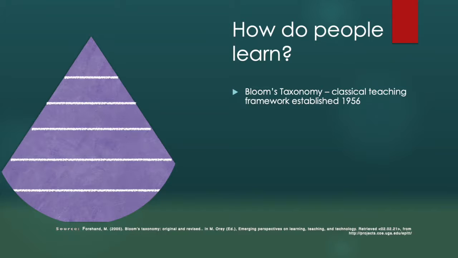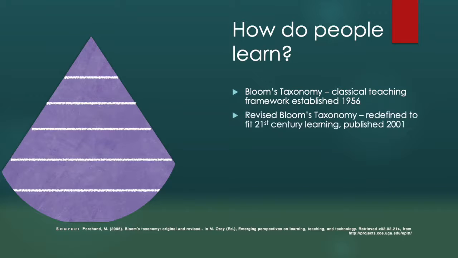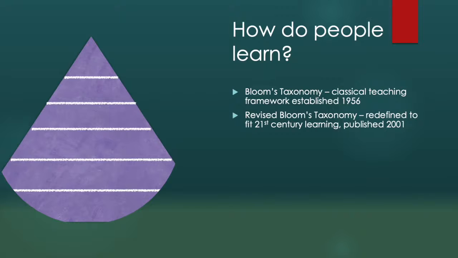This taxonomy was redefined to be more appropriate for 21st century learning during the 1990s by a former student of Bloom, and was published in 2001. This revised Bloom's taxonomy consists of six major levels of cognitive skills that are considered essential for the learning process.